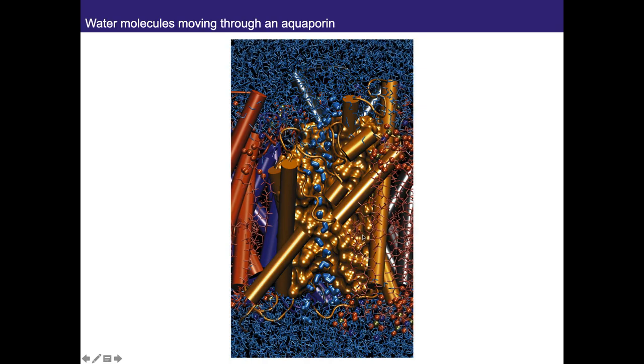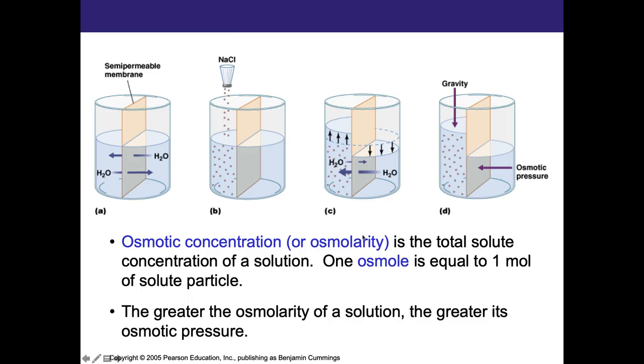Moving right along, what you see here is the osmotic concentration, which is the total solute concentration of a solution, and one osmole is equal to 1 mole of solute particle. So if we add 1 molar solution of glucose, that would be 1 osmole. However, if we have 1 molar solution of sodium chloride, how many osmoles is that going to be?